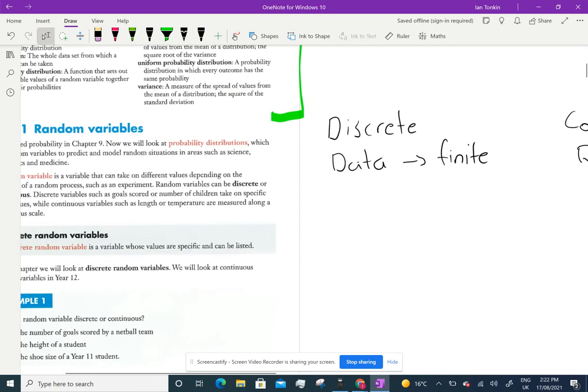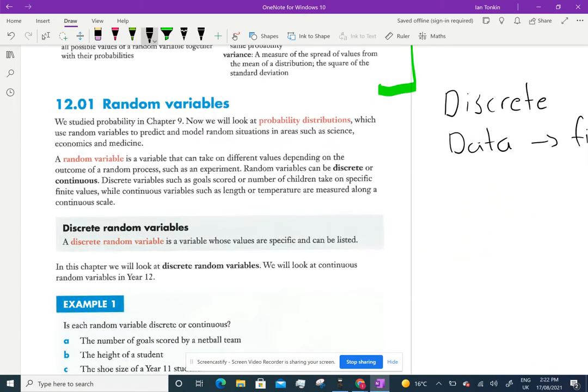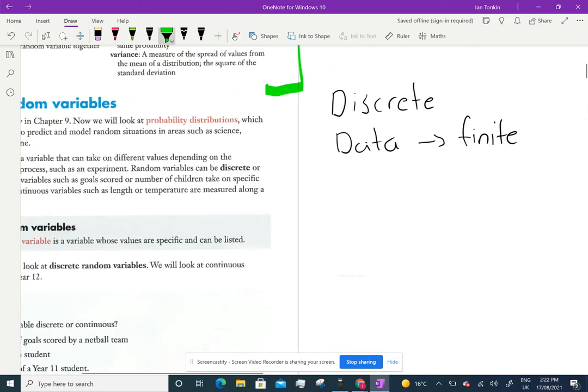Whereas if I went around the school and asked students their height, that would be random, but also it would be continuous. So when we talk about a random variable, a random variable is a variable that can take on different values depending on the outcome. So if I picked a student at random and said, how many brothers and sisters do you have? That is a discrete random variable. If I picked a student at random from the school list and asked their height, that would be a continuous random variable. So that's what we're talking about here, and you might like to write a definition of that. A discrete random variable is a variable whose values are specific and can be listed. I prefer the word finite.